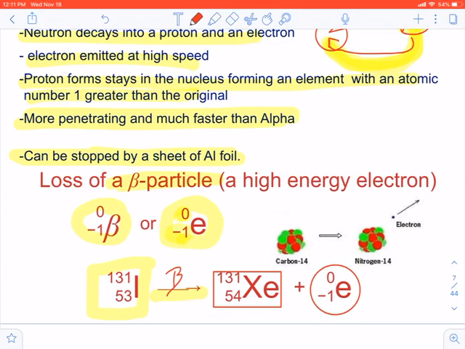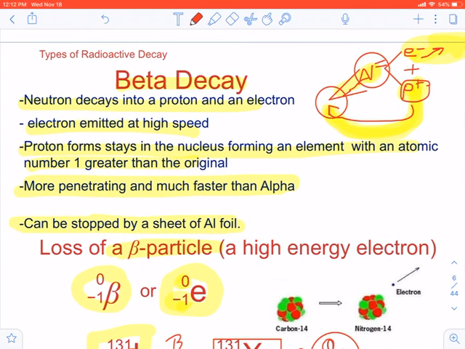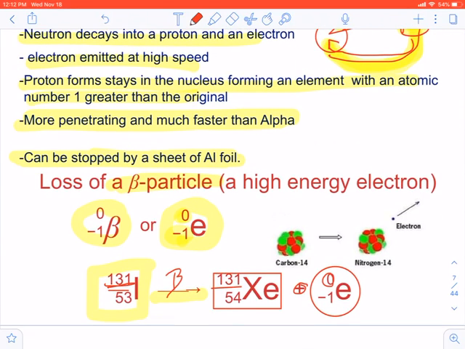If you think about it, we're doing the same math. 131, so what plus 0 gets me 131? Well, 131. That makes sense because, like we said, the mass isn't going to change. We lose a neutron when we pick up a proton, and they both have a mass of 1. But the atomic number is going to change, and it's actually going to get bigger. You say, well, it says minus 1 here, how's it going to get bigger?